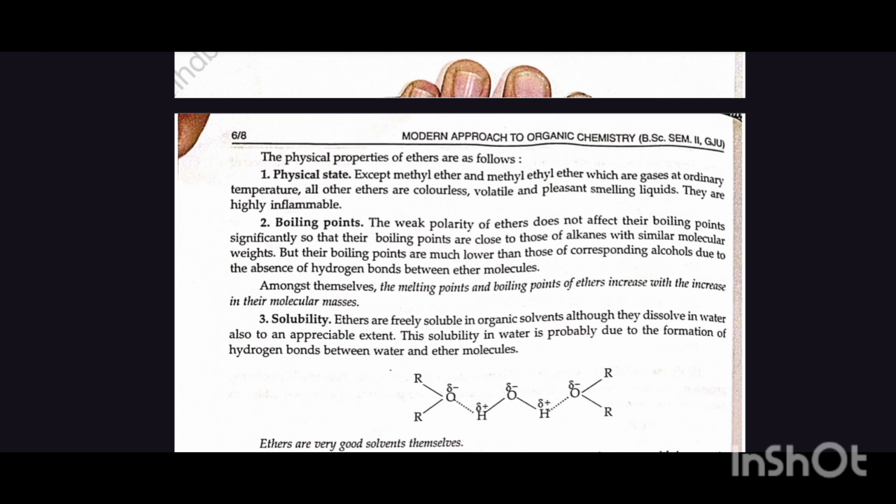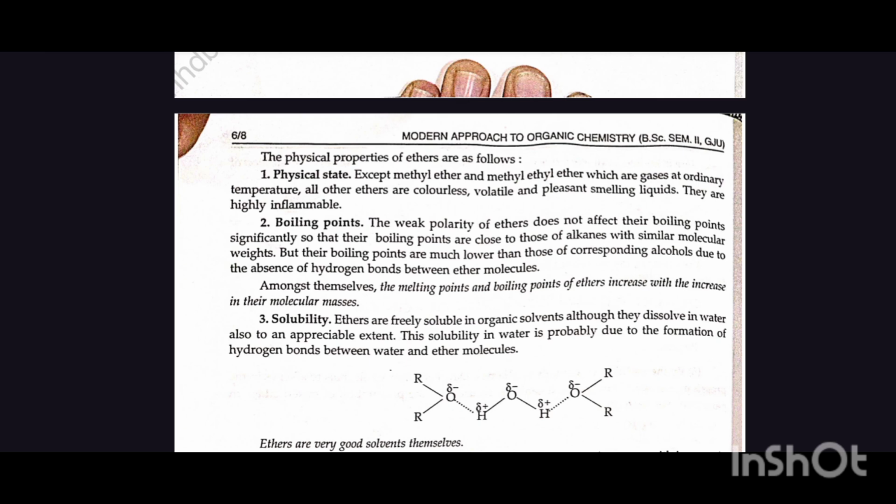The weak polarity of ethers does not affect their boiling points significantly, so their boiling points are close to those of alkanes with similar molecular weight. But their boiling points are much lower than those of corresponding alcohols due to the absence of hydrogen bonding between ether molecules. Amongst themselves, the melting point and boiling point of ethers increase with increase in their molecular masses.